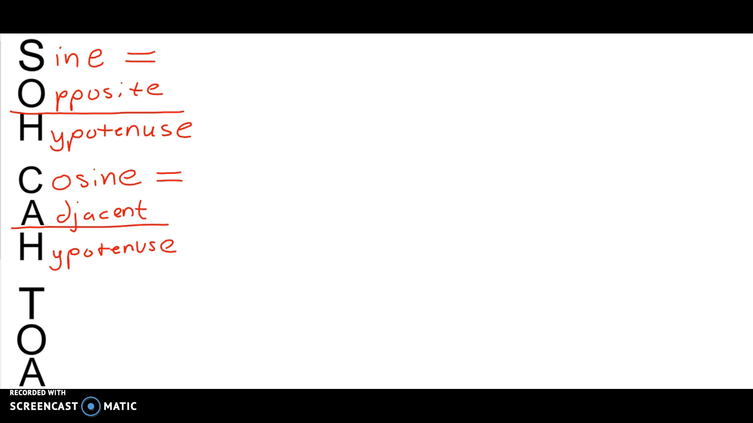And lastly is our T, which stands for tangent, T-A-N-G-E-N-T. And our tangent triangle ratio is equal to opposite over adjacent. So how is that different from sine and cosine? It actually doesn't use the hypotenuse at all. It's the only one that does not use the hypotenuse, the tangent ratio.